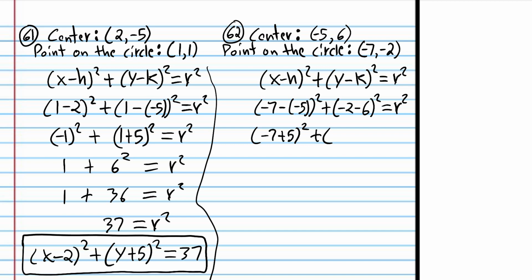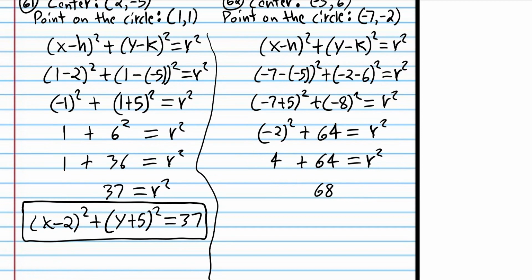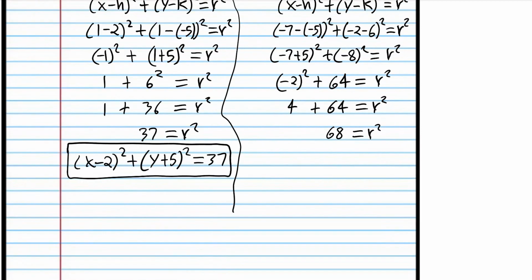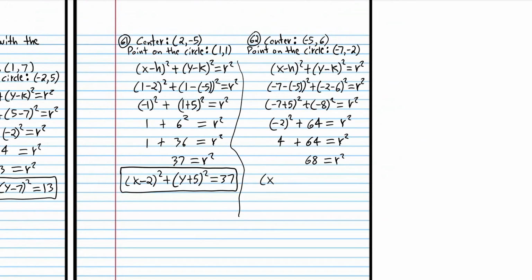-2 minus 6 is -8. And -7 plus 5 is -2. -8 squared is +64. And -2 squared is 4. Add those up and you get 68. So we have r squared is equal to 68. So now you can write the general form. Our center was -5 and 6.